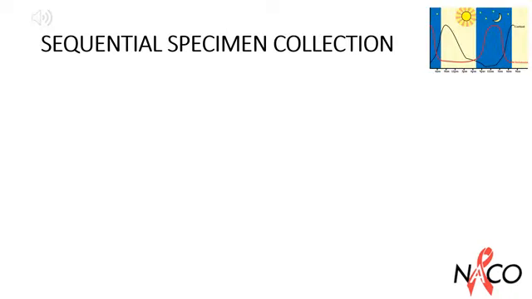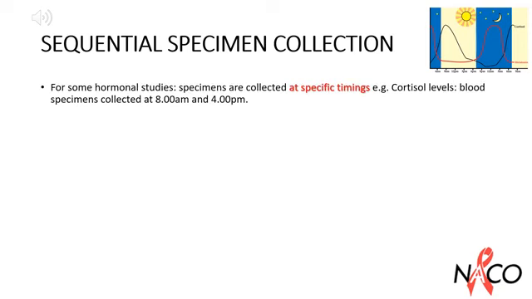Sequential specimen collections. For some hormonal studies, specimens are collected at specific timings, for example cortisol levels. The blood specimens are collected at 8 am and 4 pm. The time of blood specimen collection has clinical significance and hence must be clearly mentioned on the sample collection tube.